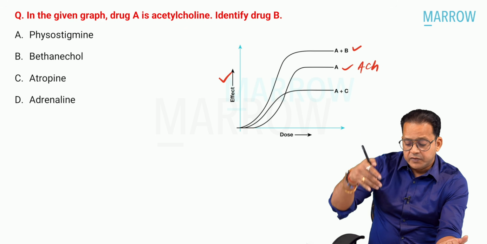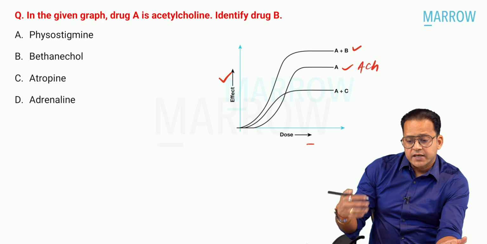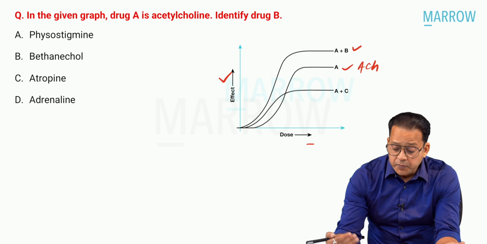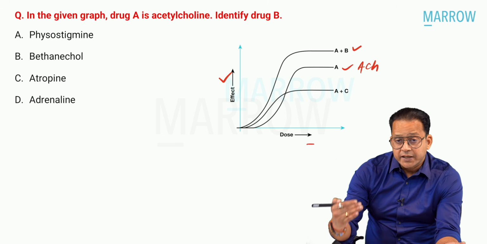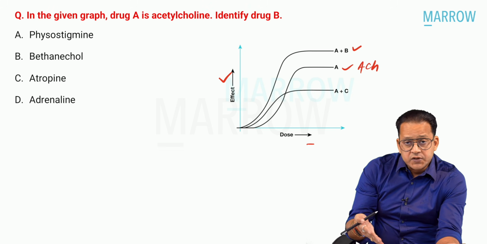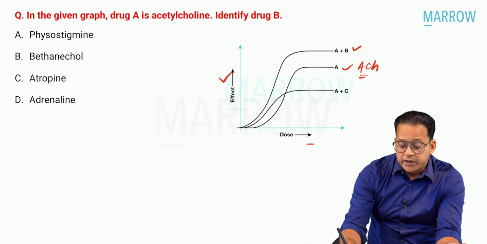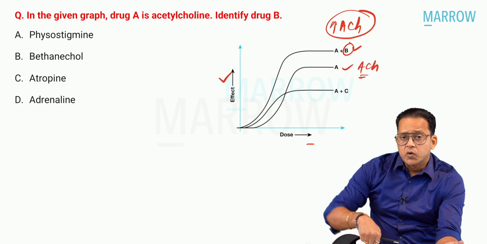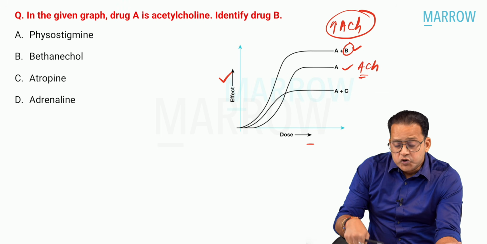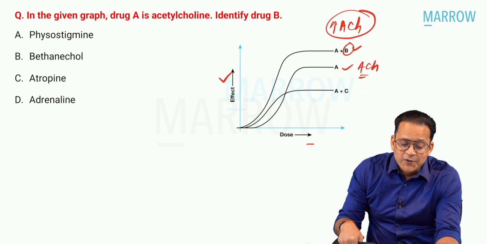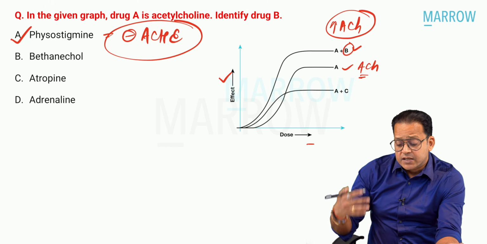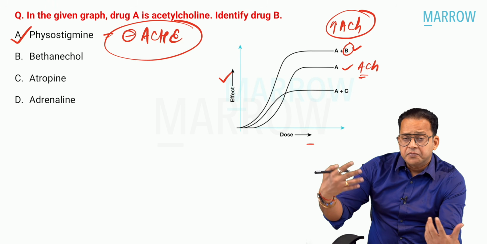On the y-axis, I have effect. On the x-axis, I have dose. So it's kind of a dose-response curve. Now, what happens to the effect of A? If I add B, the effect increases. So, to increase the effect of acetylcholine, drug B must be increasing acetylcholine. In other words, indirectly, this MCQ is asking which of the following drugs increases acetylcholine. Your answer is physostigmine, because it is an inhibitor of AChE, acetylcholinesterase. Thus, it increases acetylcholine and the effect of acetylcholine.